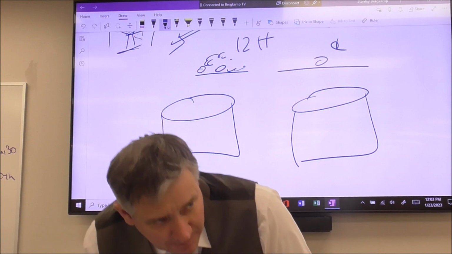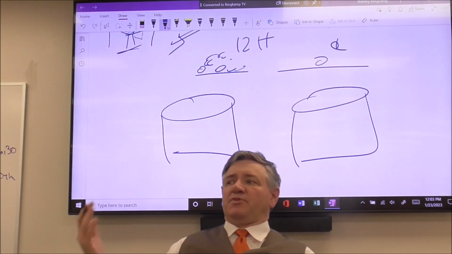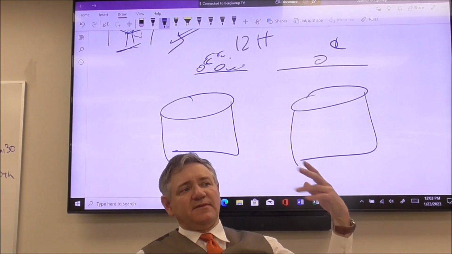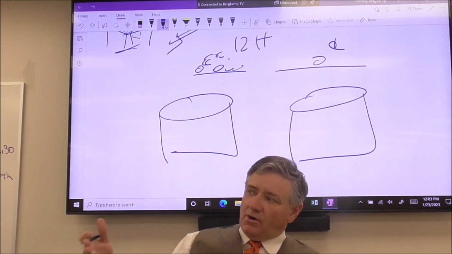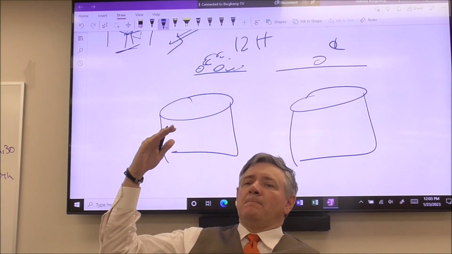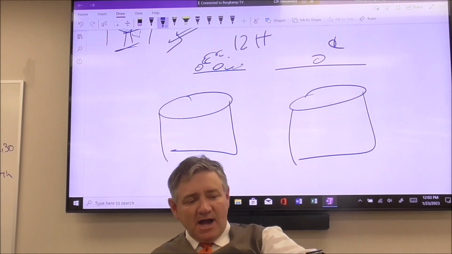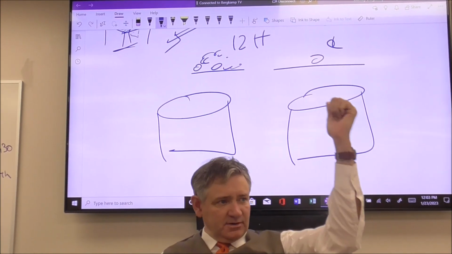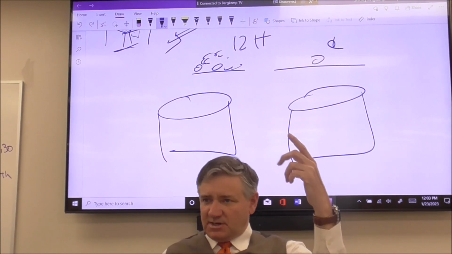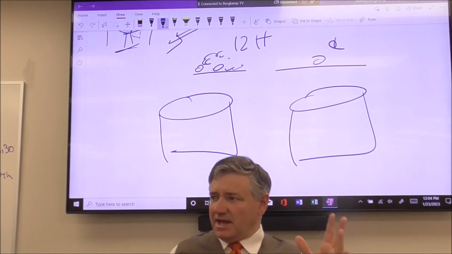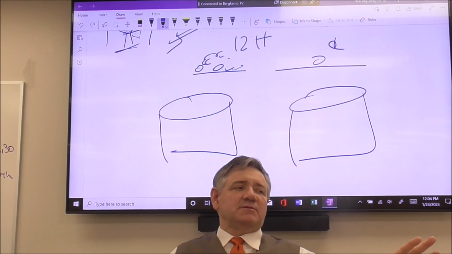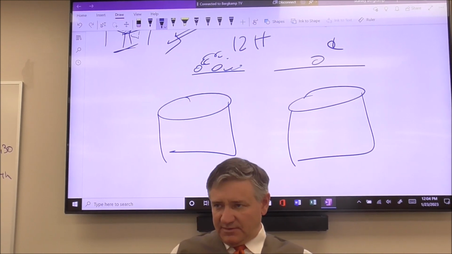Avogadro never actually came up with the number. He just came up with the concept. It wasn't until later on that they actually got the number. So we call it Avogadro's number, but he never found the number. He just proposed that, hey, if I have one mole of carbon dioxide, hydrogen, it doesn't make a difference. As long as it's a gas, it's going to contain the same number of particles. I'll let somebody else figure that out.